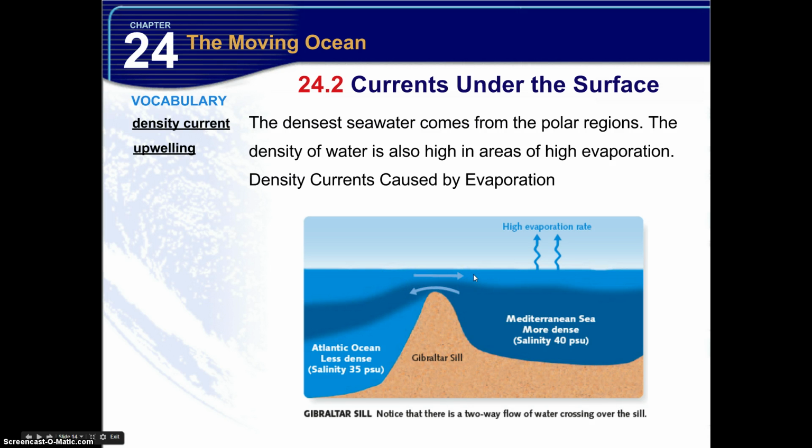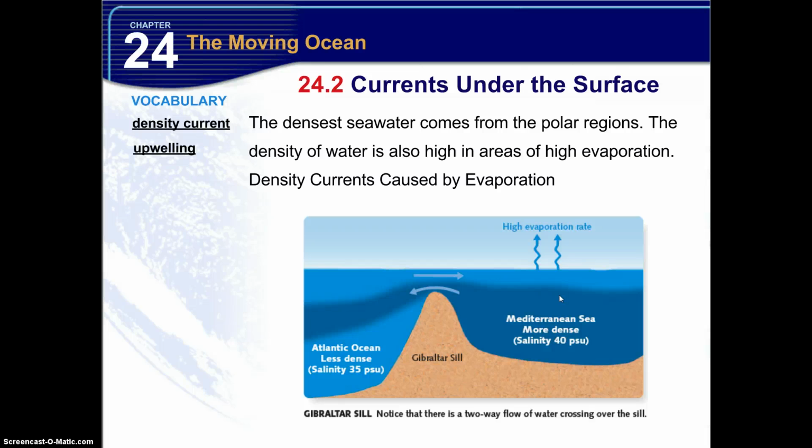So again, the question is, why is the salinity of water in the Mediterranean higher than that of the water in the Atlantic? Well, because the climate is hot and dry, water in the Mediterranean evaporates at a higher rate, leaving salt behind. So again, going back to our processes, evaporation and freezing both leave salt behind, so it increases salinity. Now, how does salinity affect the density of water? The higher the salinity, the greater the density.